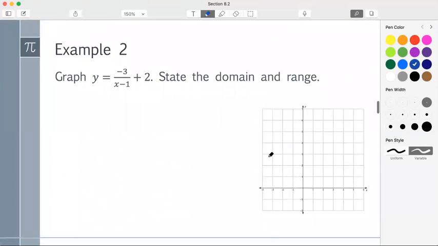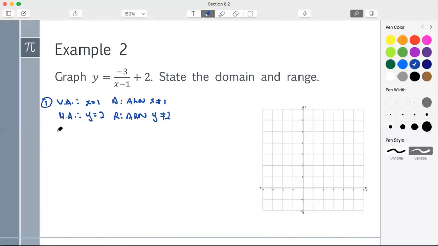So example 2, we're going to go through those steps, just like we have, okay? All right, so in step 1, we identify the asymptotes. So for our vertical asymptote, it's going to be x equals 1. That's your h. For your horizontal asymptote, it's going to be y equals 2. That's your k. Now, automatically, you know your domain is going to be all real numbers such that x cannot equal 1. And you automatically know your range, all real numbers such that y cannot equal 2.